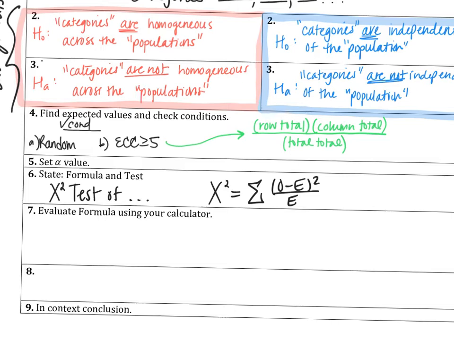Just how we calculate it is a little bit different. All right, you're going to evaluate this formula using your calculator. So you are going to get that chi-squared equals some value on your calculator. So here's those calculator pathways for you.